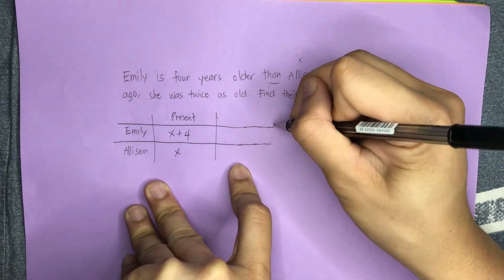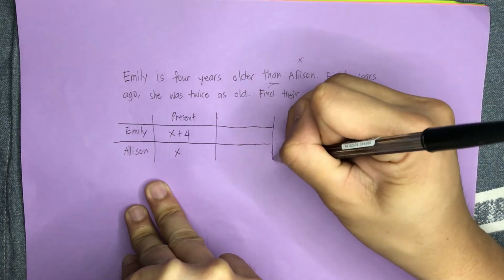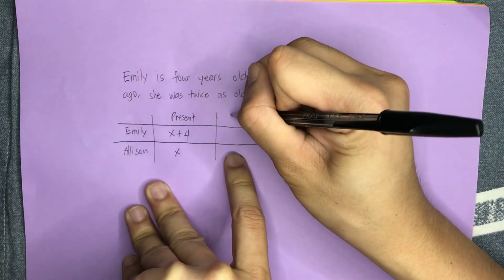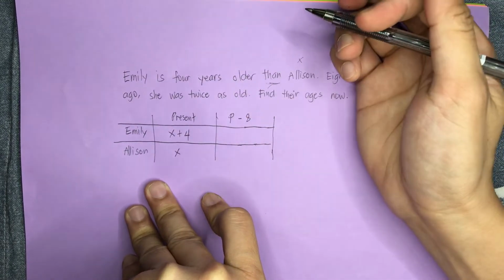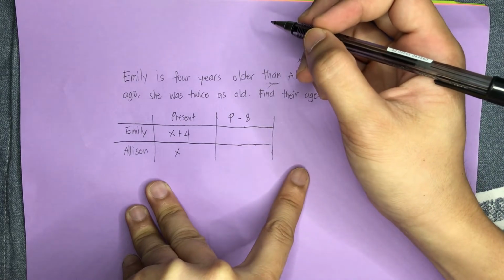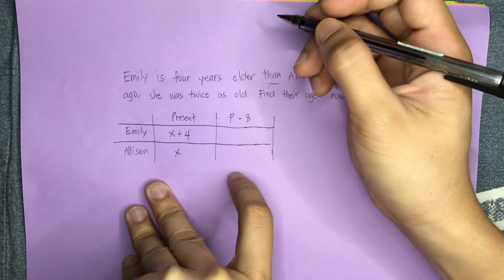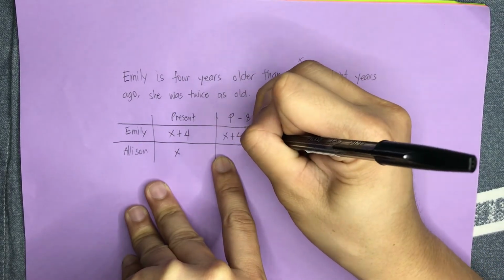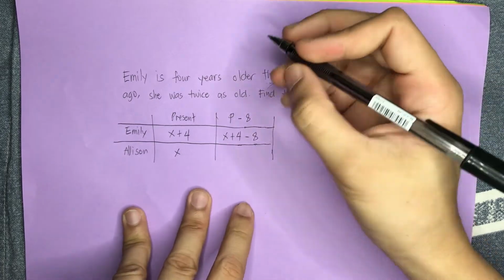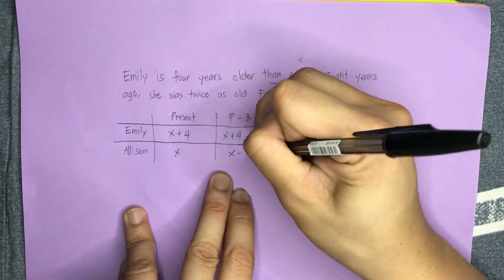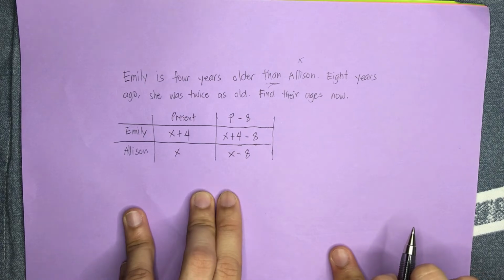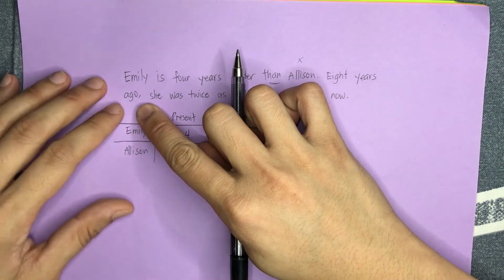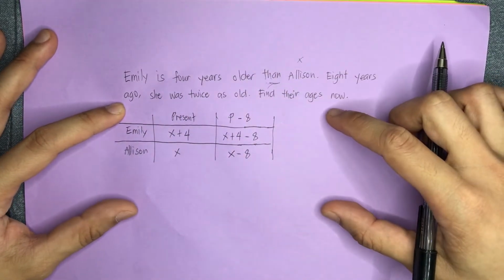So on our next table, we will have our second condition, which is 8 years ago. So present minus 8 years. So all of them would have minus 8 years in all their ages. We have x plus 4 minus 8. And Allison will also have x minus 8. So up until this point, we have our information laid down to us.